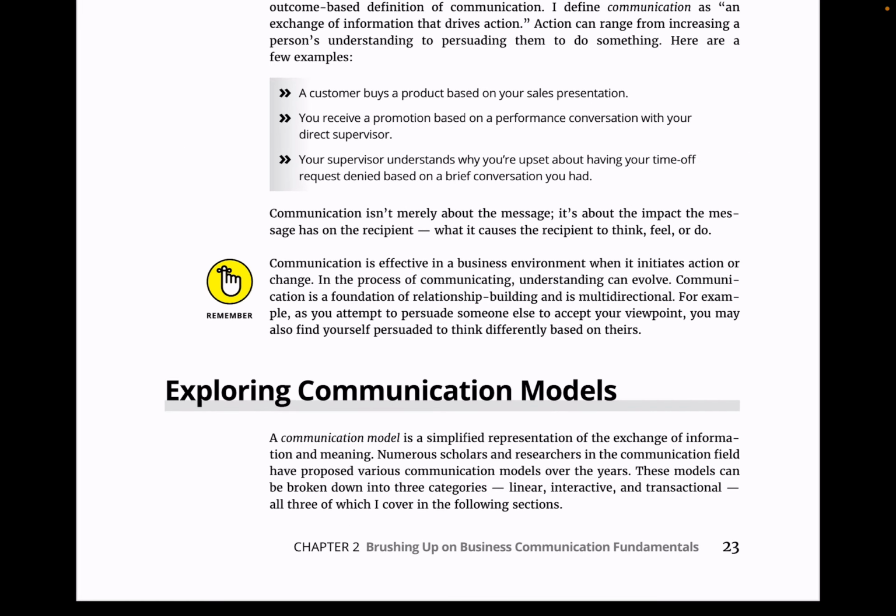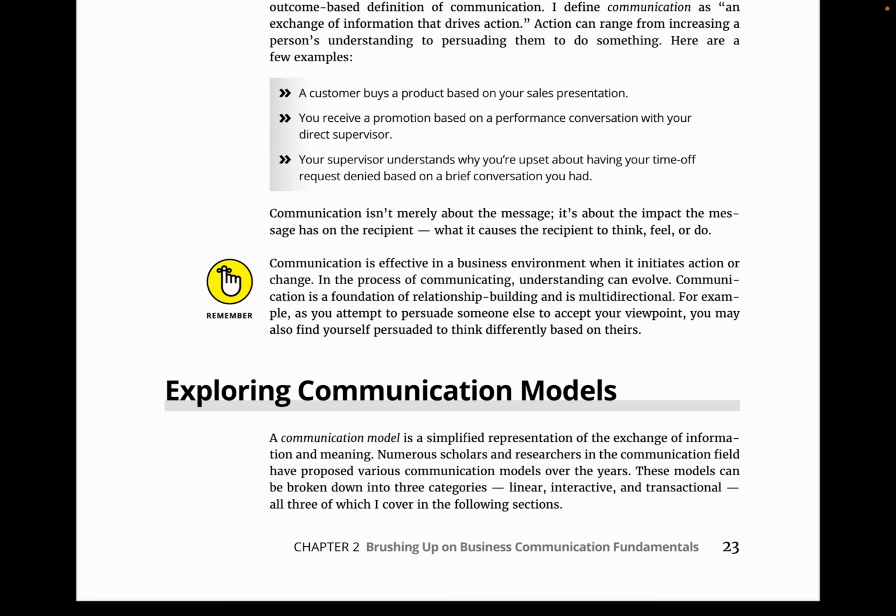Message. The message is the information, meaning, or feeling that the sender constructs to convey information or meaning to, or evoke a response from the receiver. It must be clear to both sender and recipient to convey the intended meaning or evoke the desired response.